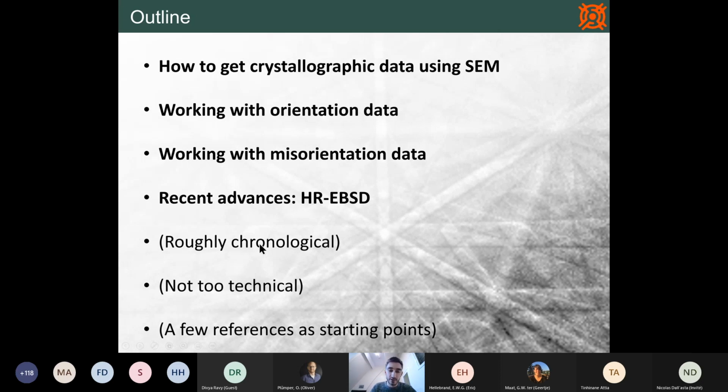So I've kept this talk roughly chronological, so you'll see that the figures get more colourful and the references get more recent, broadly speaking, as we go along. As I said, it's not too technical, and I've tried to include a few references, which are some of the ones that I think of as go-to starting points on particular topics. But again, I can provide more specific references if anyone needs them later on.